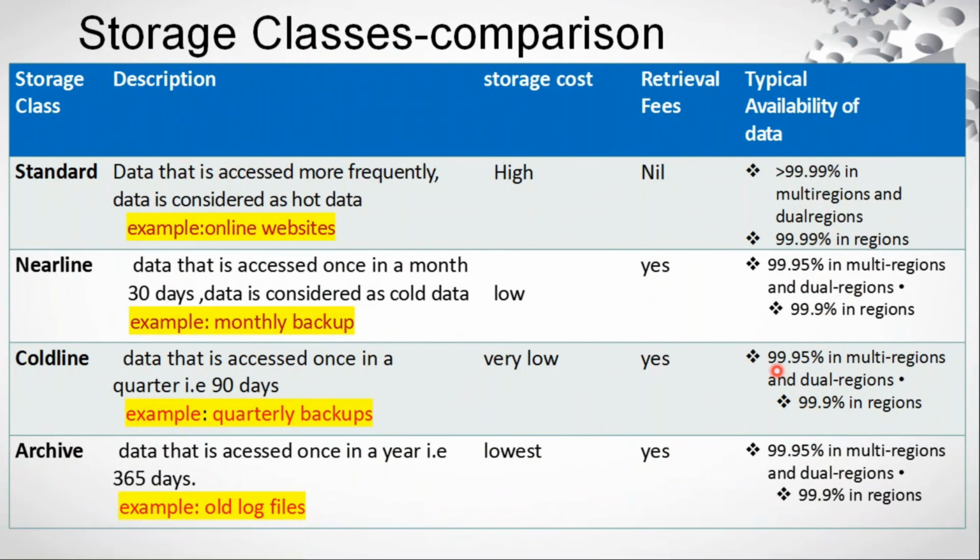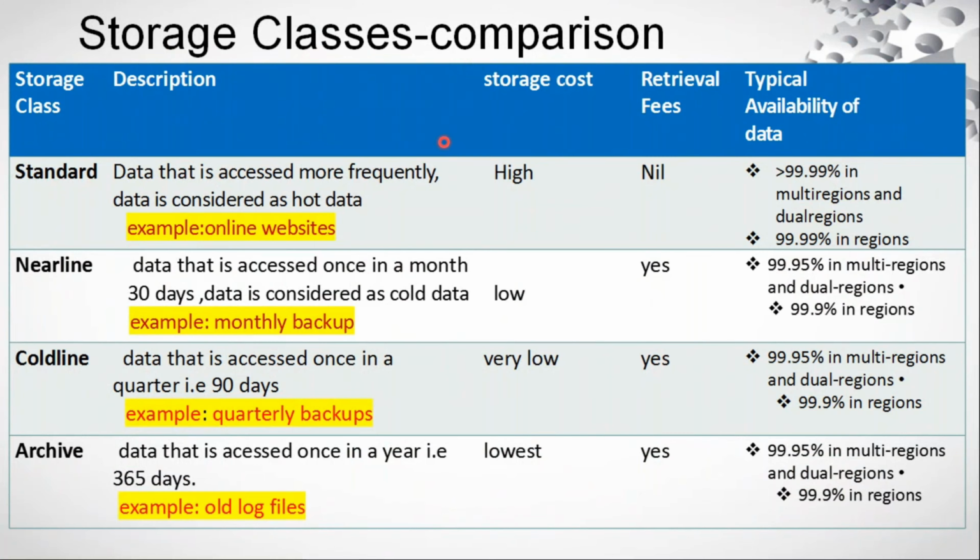In cold line, it is 99.95% in multi and dual region, 99.9% at regional level. Whereas in archival mode, it is almost similar. So standard has high availability, and the availability slowly decreases from nearline, cold line, and archival mode. So this is the basic storage classes comparison.